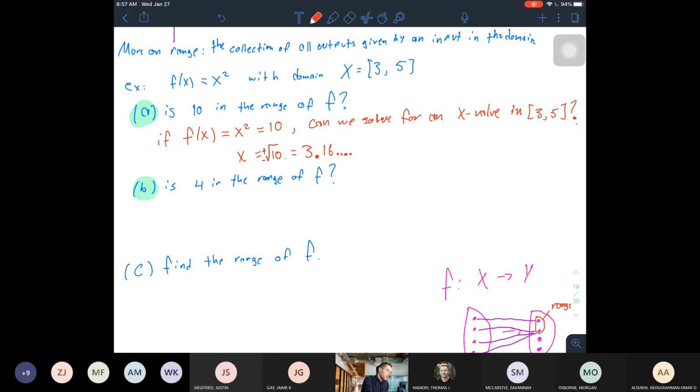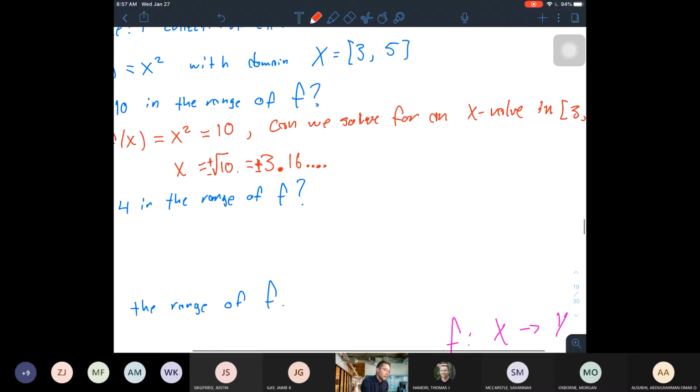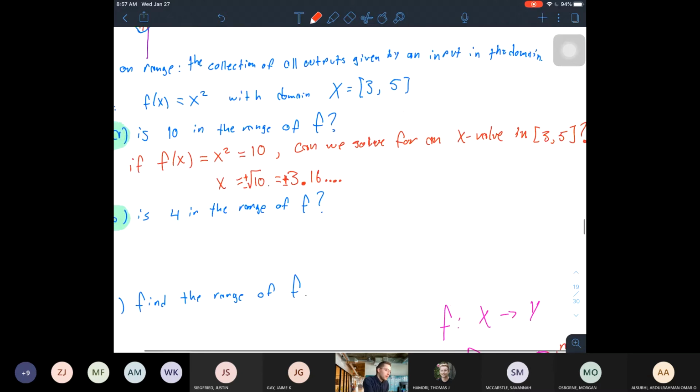Should write plus or minus. Plus or minus. Okay, so the question, can we solve for an x value which is in this interval [3, 5] inclusive, is yes, we can, right? Because positive 3.16 something is going to be in this interval here, okay?